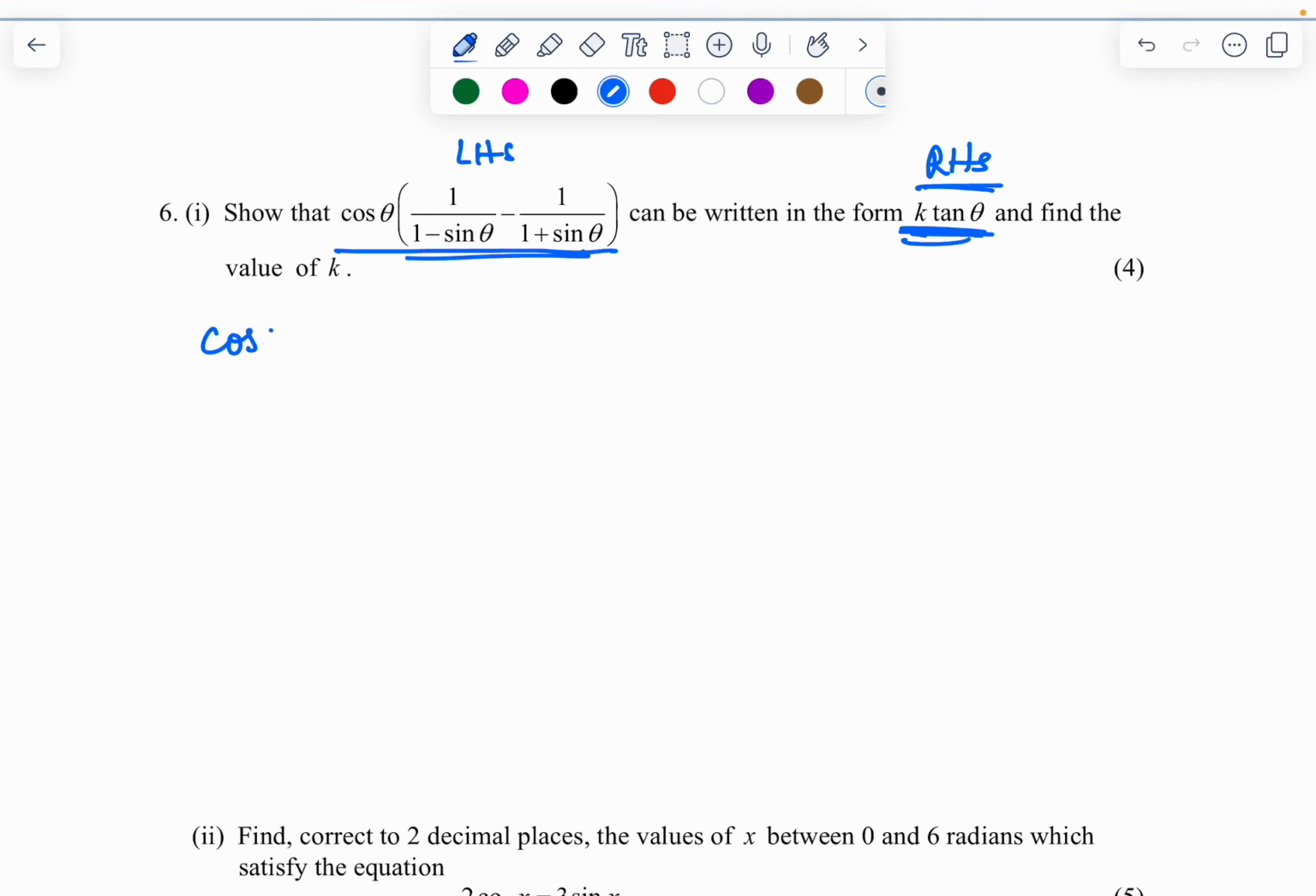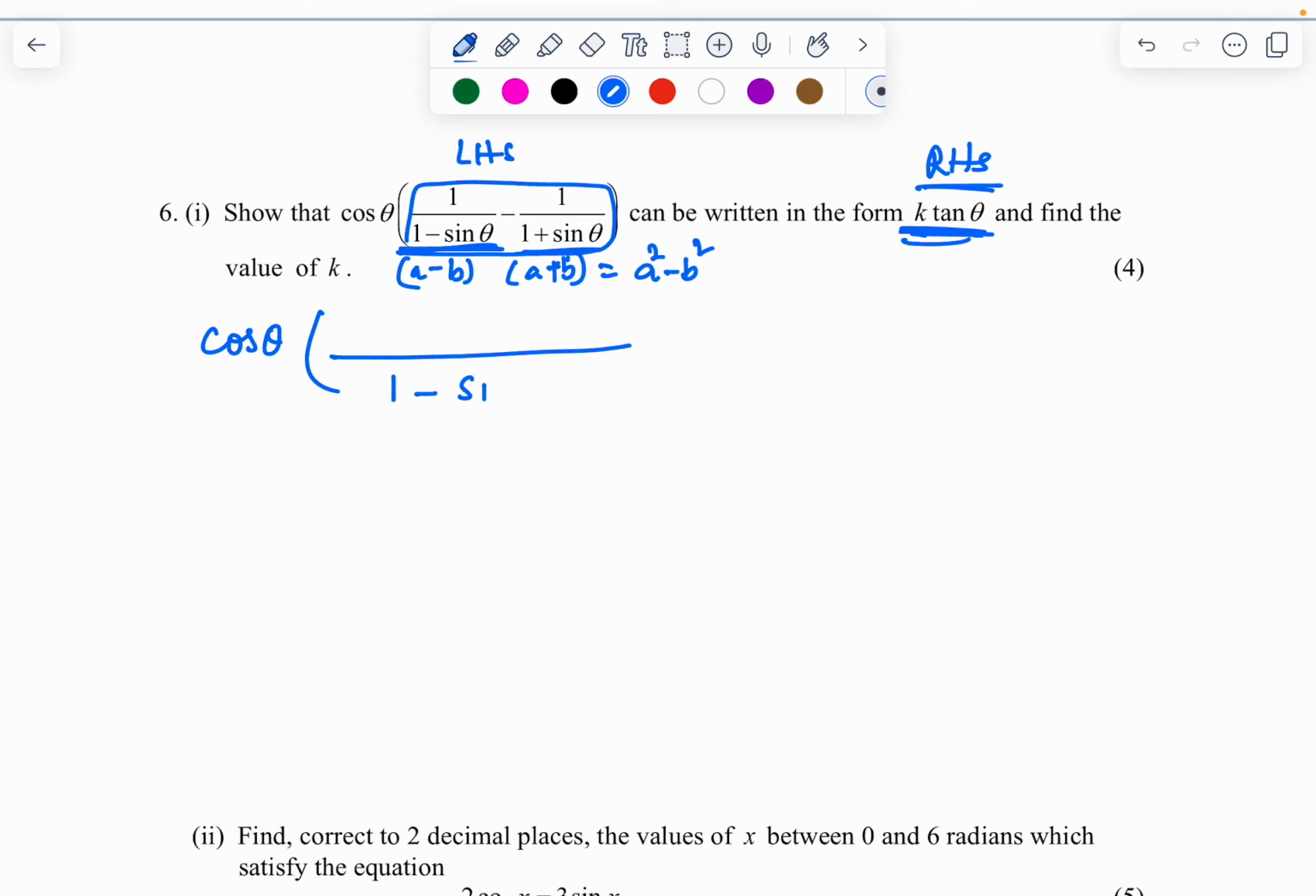So first, whenever you have fractions, let us put them together. You have two fractions, I will put them together. So the denominator is going to be, you can see that this is in the form of a minus b times a plus b. So what is a minus b times a plus b? a squared minus b squared. So which is 1 squared, 1 minus sin squared theta. Is it okay until here? Then cross multiply: 1 plus sin theta minus 1 minus sin theta.